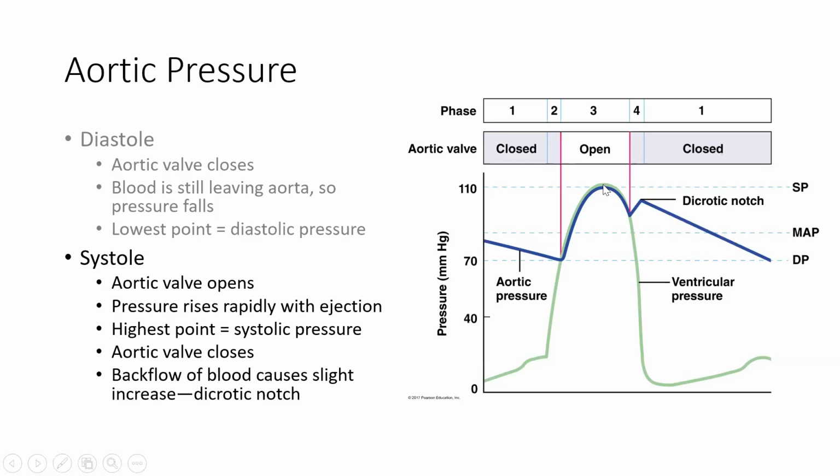Now, at the top of this pressure curve, we can see that this is where we record systolic pressure. So this is the highest recorded pressure in your aorta, and that's going to be the top number in your blood pressure reading. So your blood pressure reading is really looking at the highest pressure, which is systolic pressure, over your lowest pressure, which is your diastolic pressure.